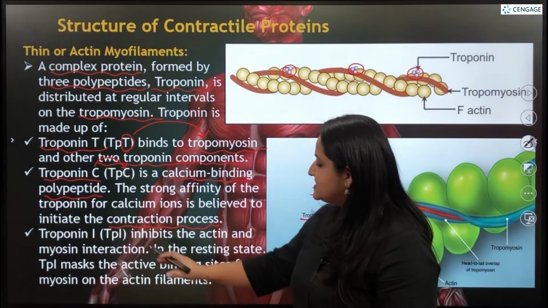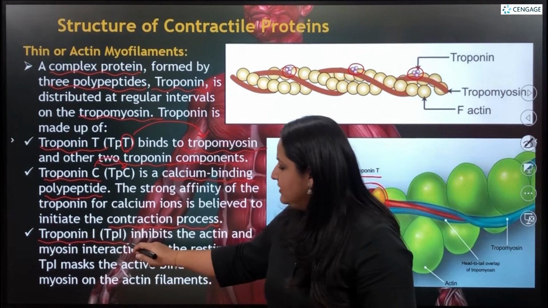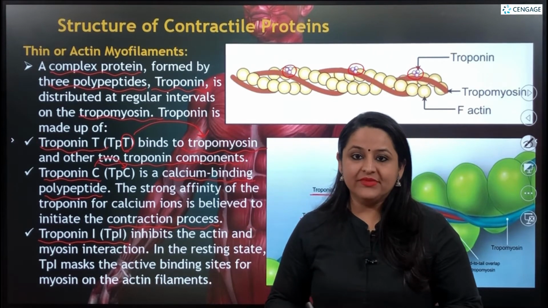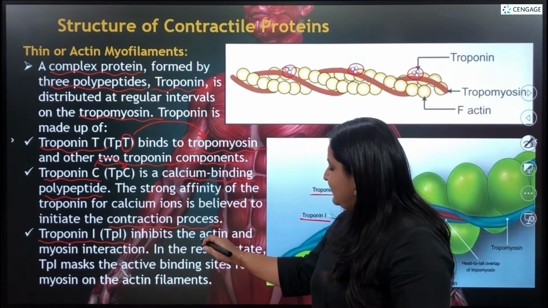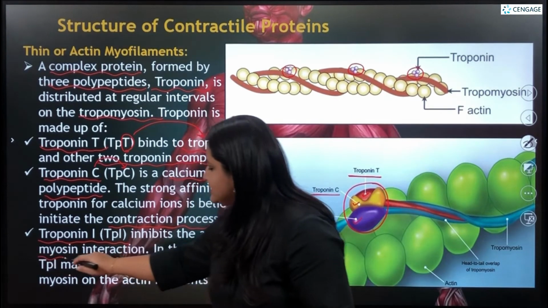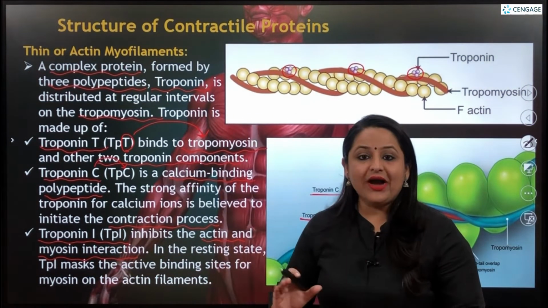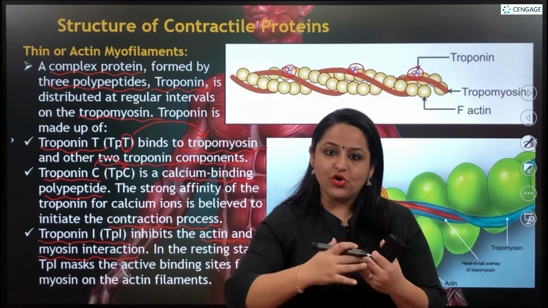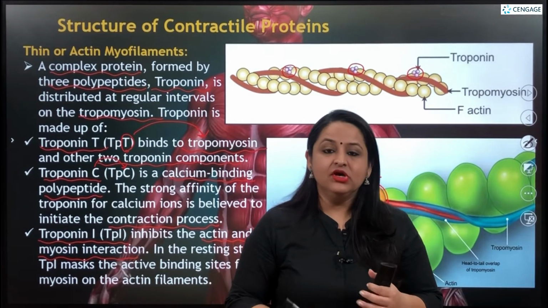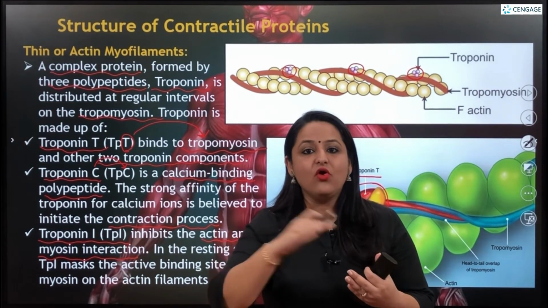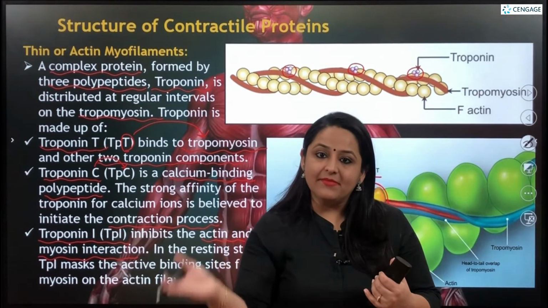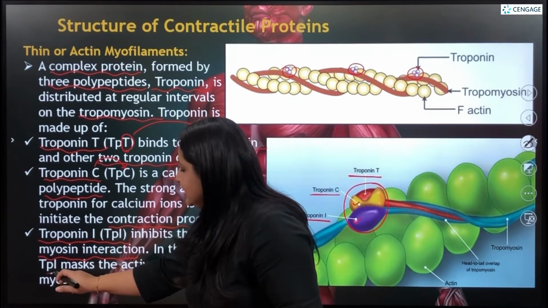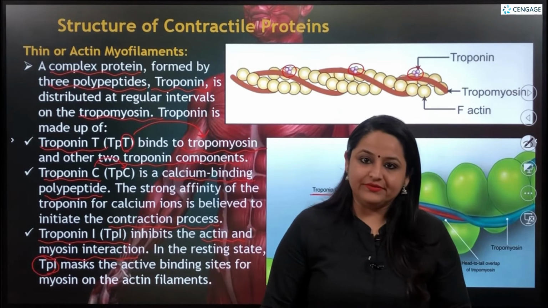Then comes the last of troponin, TPI, also known as troponin I or the troponin inhibiting molecule. This is that molecule which inhibits the interaction of actin as well as myosin. That is, it is going to actually mask that site of actin to which the myosin will join and initiate the contraction. So during the resting phase, the masking of the actin site, that is the myosin binding site on actin, is done by this component that is known as the TPI component of troponin.